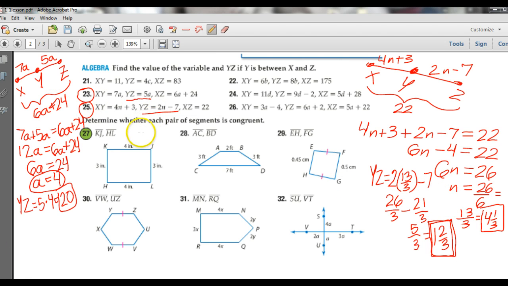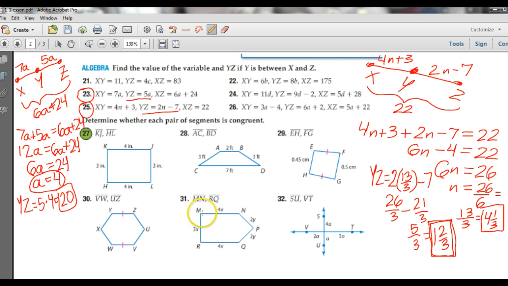For the next set of problems, determine whether each pair of segments is congruent. Remember that any of the problems that have the green circle, when you get online for your ebook, if you click on that, it'll give you a step-by-step solution. So I'm going to go over number 31.